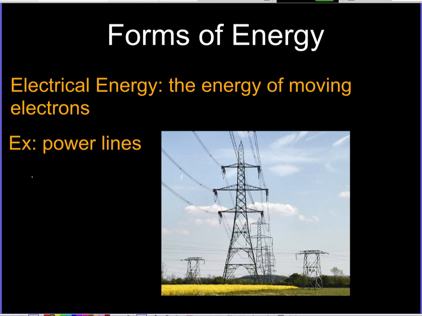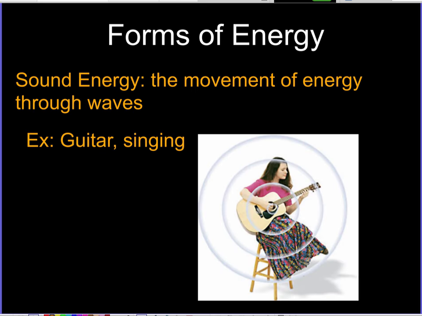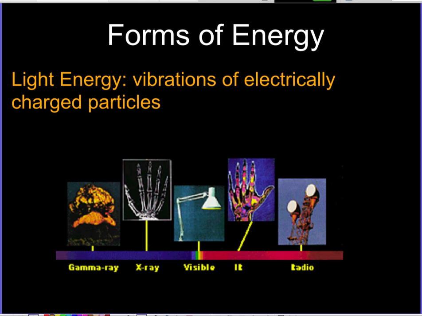Electrical energy, the energy of moving electrons. So anytime we have electricity, we're using electrical energy. So when you plug in your cell phone to charge your cell phone, you're using electrical energy. Watching a television, static electricity, all of those are examples of electrical energy. Sound energy, the movement of energy through waves, such as playing a guitar or singing. Anytime you're hearing something, you're hearing sound energy. Light energy, vibrations of electrically charged particles. So we have the many different kinds of light energy there. The one that we see the most is visible. We get light energy from the sun as well.